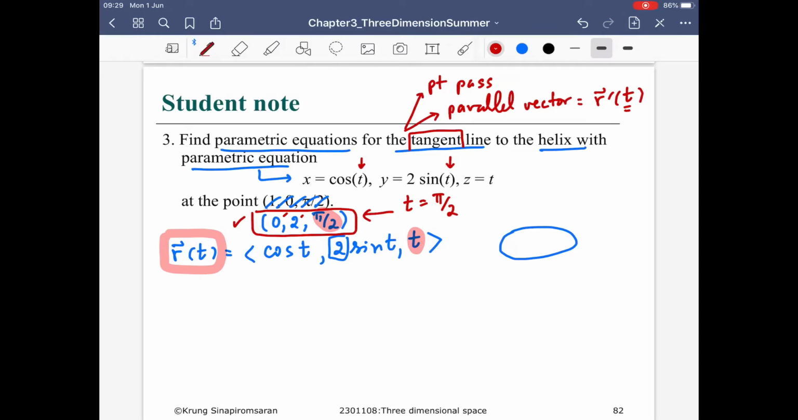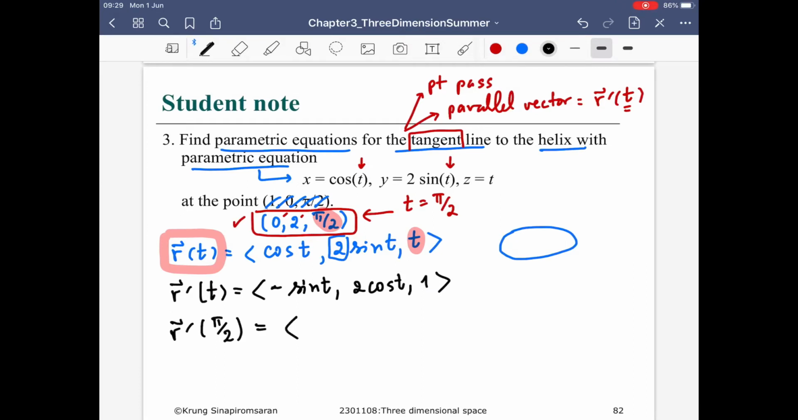So this means that you can go ahead and find your r prime t for the tangent vector. So you got negative sine t, 2 cosine t, and 1. And you need this tangent vector at the particular point t equals pi over 2. So the sine of pi over 2 is 1, so you got negative 1. The cosine of pi over 2 is 0. And the last one has no t to insert, so you got a 1 right there. So this is a parallel vector.